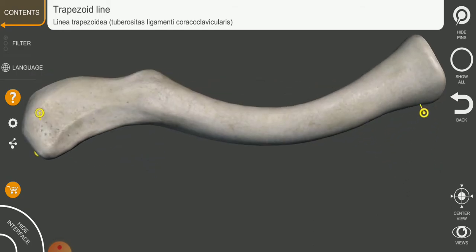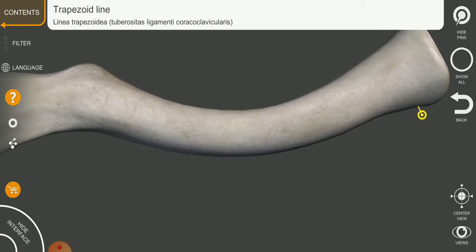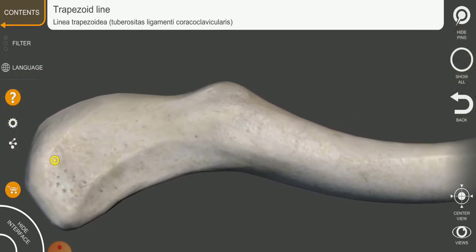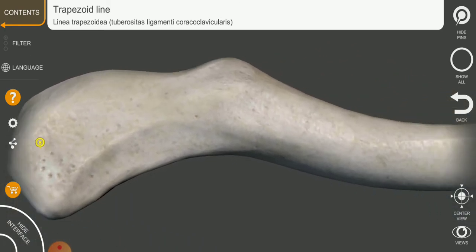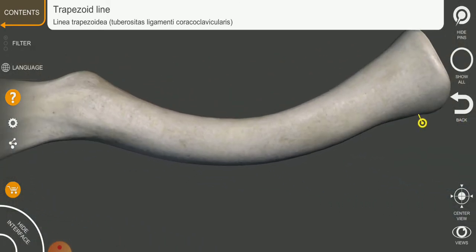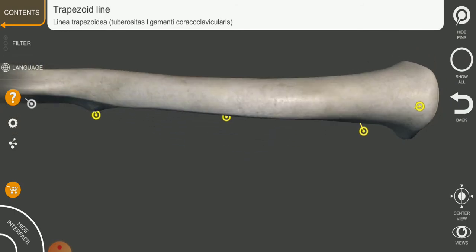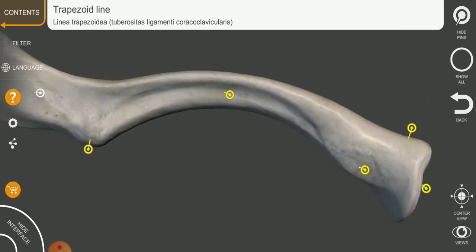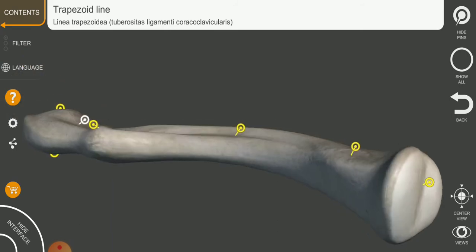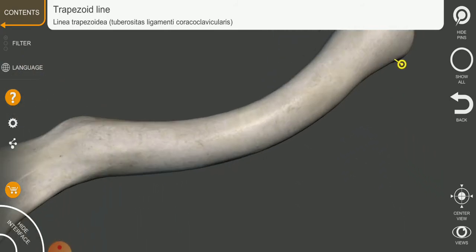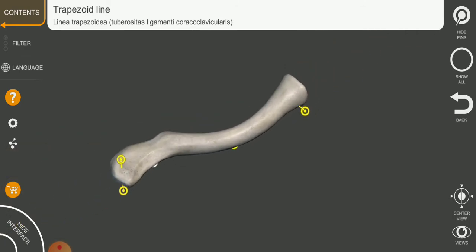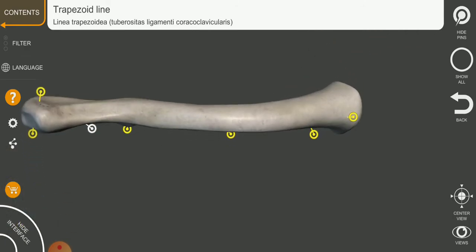Some additional points about the surfaces: as I said, laterally the clavicle bone is flat, and toward the superior surface it is smooth, anteriorly also smooth, inferiorly rough, and posteriorly it is again smooth. This is about the smooth and rough surfaces.